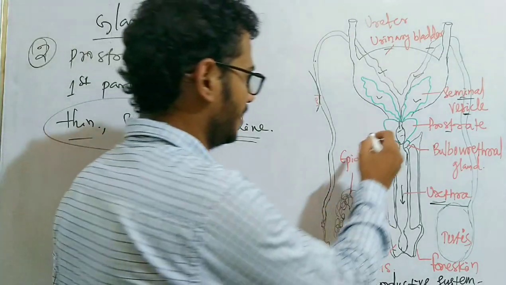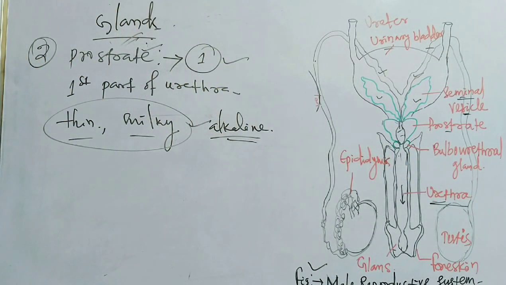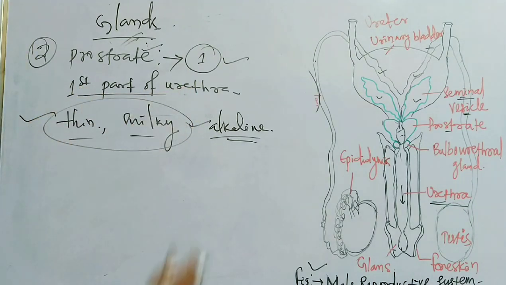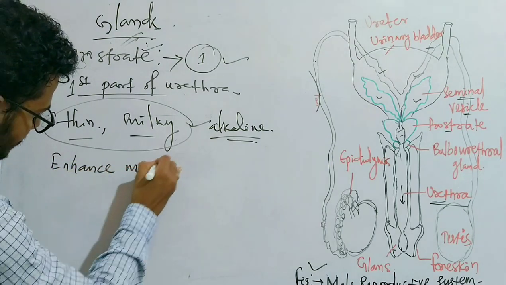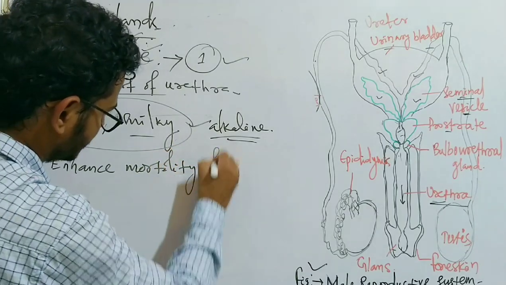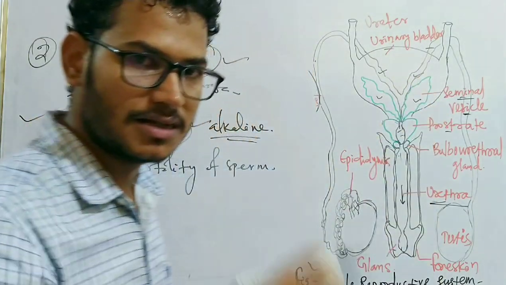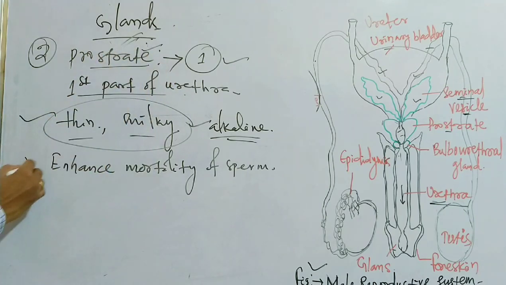It is a single gland which you can see on both the sides, but it is not two separate glands. It is a single gland which is located at the base of the urethra. It secretes an alkaline, milky, thin fluid. It enhances the motility of sperm. So like that of the seminal vesicle, here also the secretion of the prostate gland enhances the motility of the sperm.